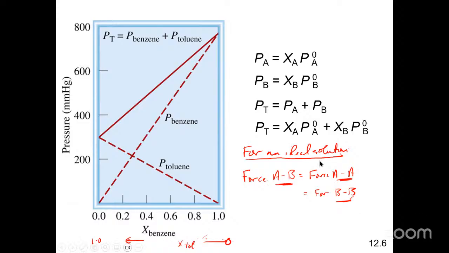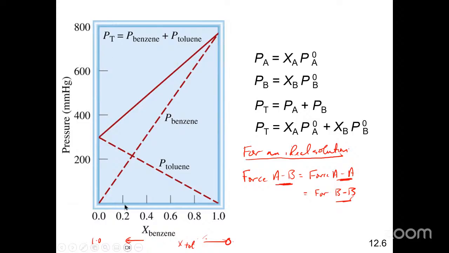For an ideal solution, the intermolecular force between A and B would be equal to the intermolecular forces between A and A, and also for B and B. So when you have that scenario, you're going to end up with an ideal solution. Now, as I said before, this line represents the vapor pressure changes for benzene. That represents the vapor pressure changes for toluene. This line represents the total vapor pressure, which is given by this equation here.